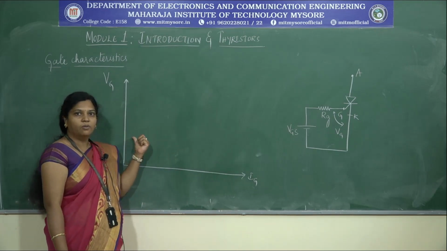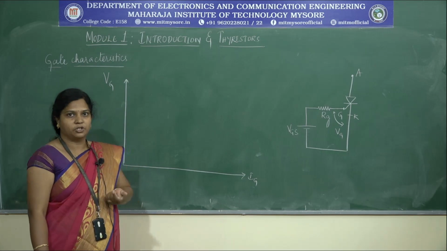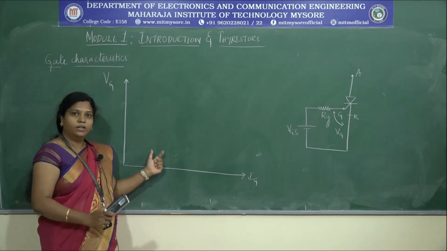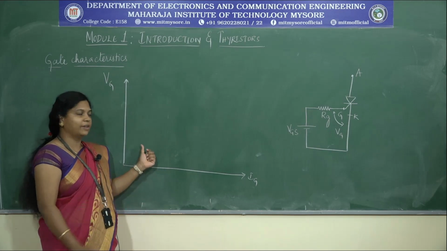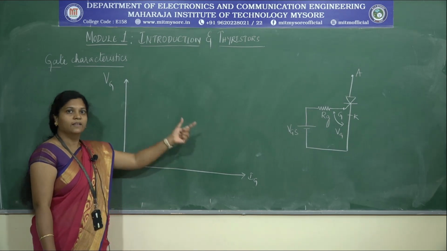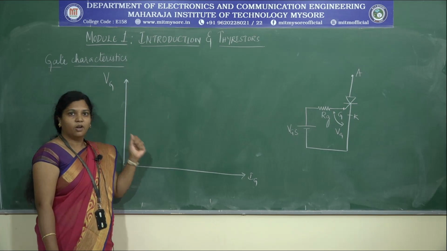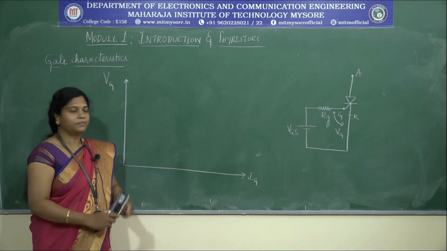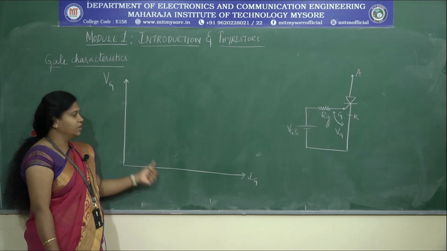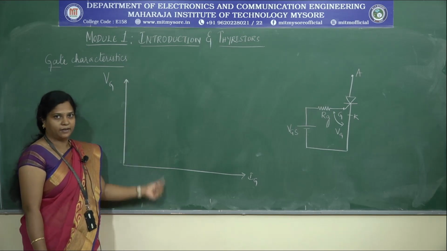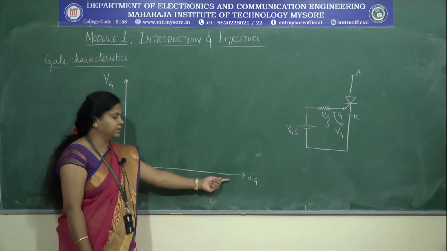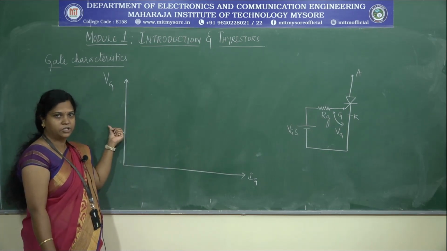Then there is the maximum dissipation of power. If we give the gate pulse for a certain duration of time, what will be the loss of power that is permissible by the gate? To discuss that, we are going to study the gate characteristics of a thyristor. So let us say that we have gate current versus the gate voltage.